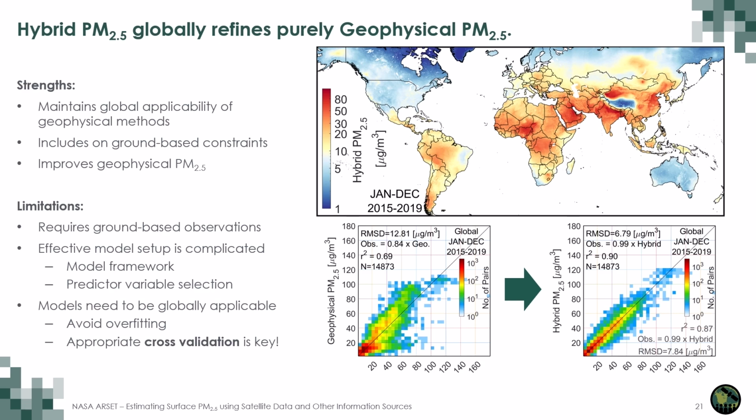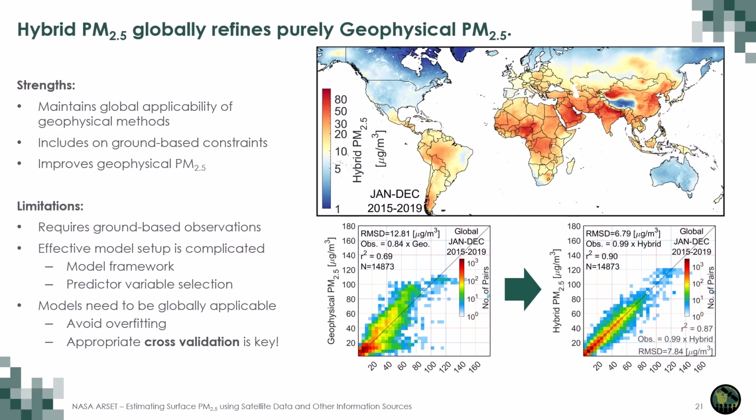There are, of course, limitations, and first and foremost, unlike purely geophysical estimates, we now require ground-based observations, and the challenge becomes how to incorporate those measurements in a way that is most representative of your particular region of interest. Related to this, setting up a model such as GWR or alternatively machine learning-based algorithms like a convolutional neural network or gradient boosting can be quite complicated, including but not limited to the selection of appropriate predictor variables.